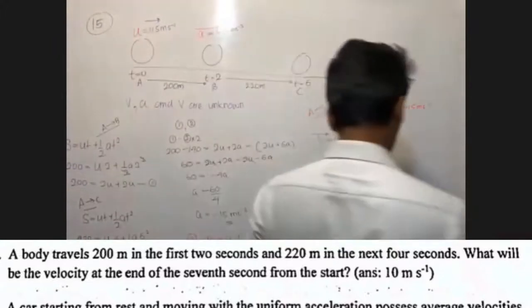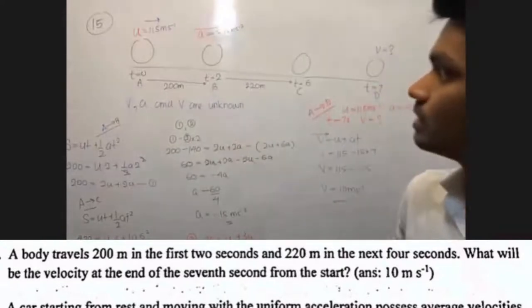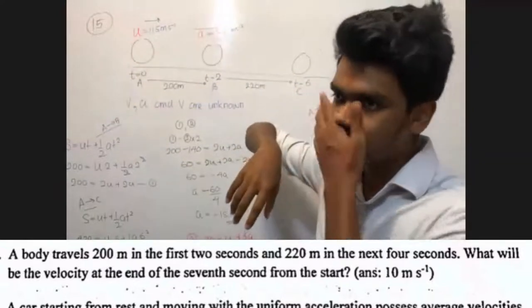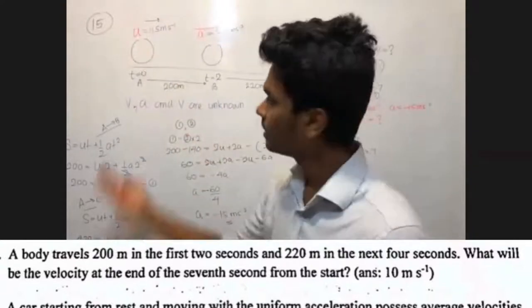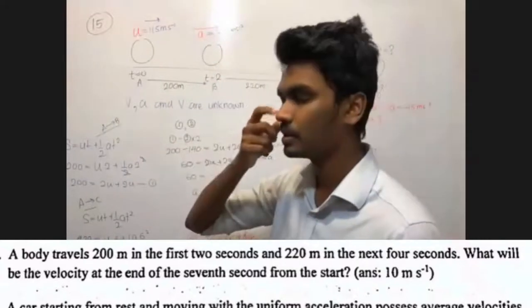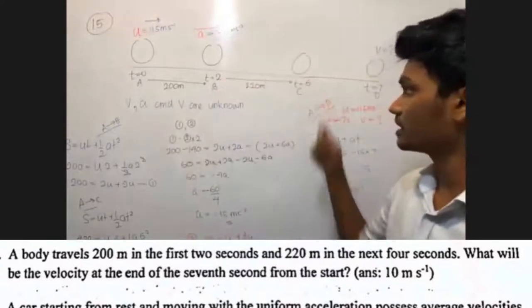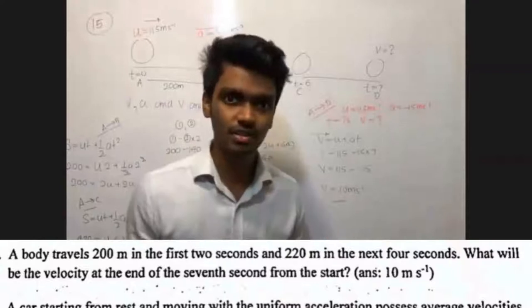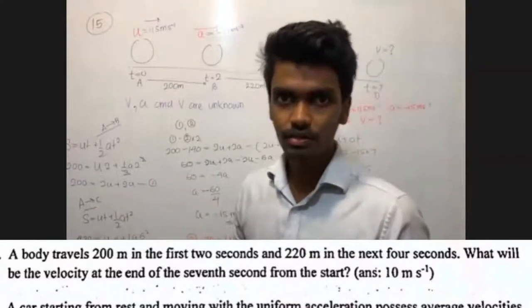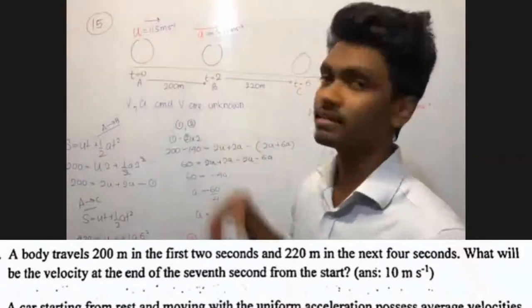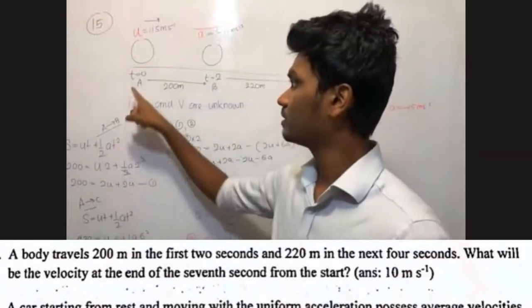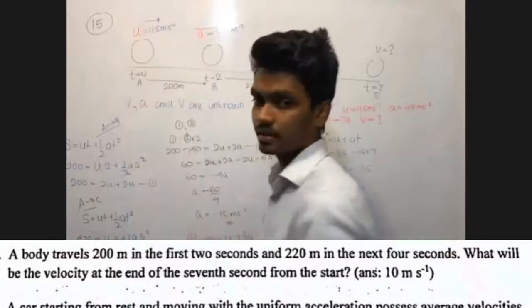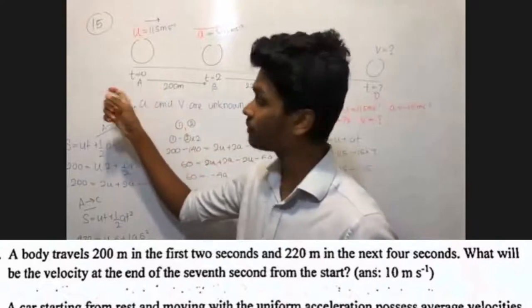I will once again quickly give you a small recap. Initially, they did not mention the initial velocity. They did not mention the acceleration either. What they said was, there is a body, it travels 200 meters in the first 2 seconds. And in the next 4 seconds, it travels 220 meters. If so, find the velocity at the end of 7 seconds. So based on those data, we were able to find the initial velocity and the constant acceleration. For that, from A to B, I applied s equal to ut plus half at square and got an expression for u and a. Once again, I applied s equal to ut plus half at square from A to C.